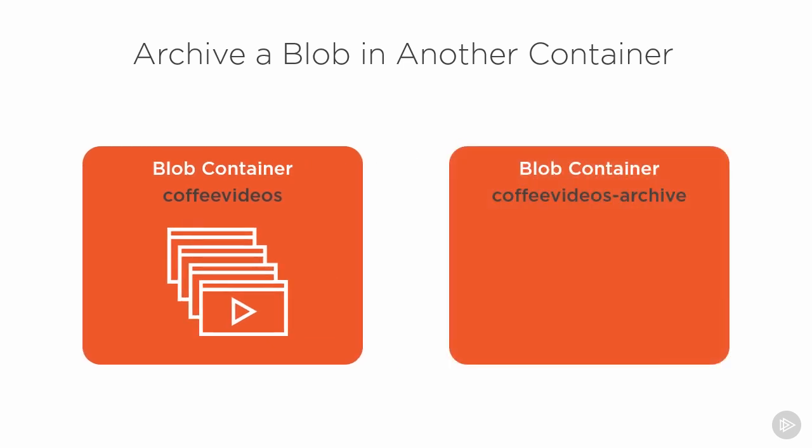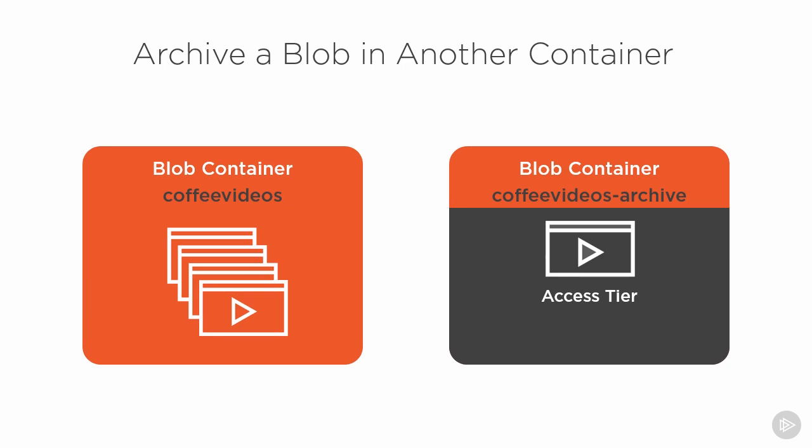We will create a coffee videos archive container and we will implement the logic to copy a blob to that container. Note that the archive container doesn't necessarily have to be in the same storage account. On the blob that was copied, we set the access tier. The access tier can be hot, cool or archive. When you create a storage account, you can select hot or cool for the default access tier. We have selected hot when we have created the Wired Brain Coffee storage account.